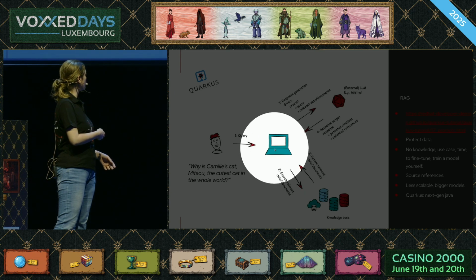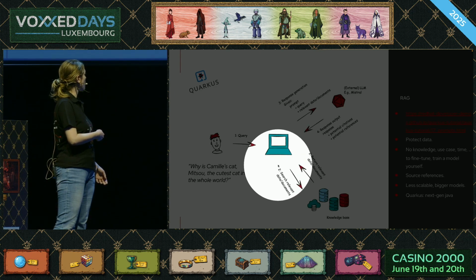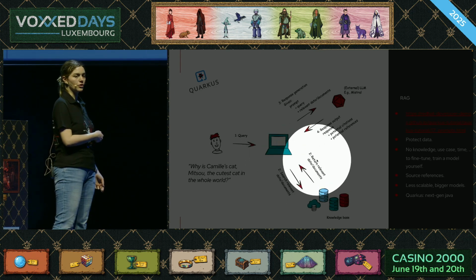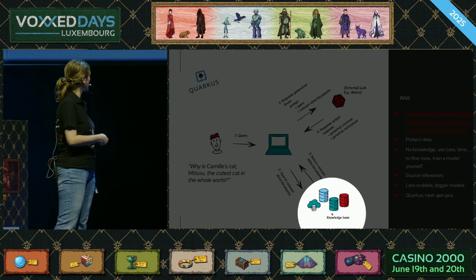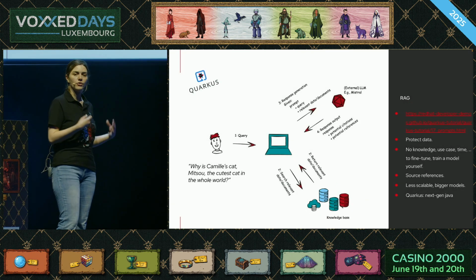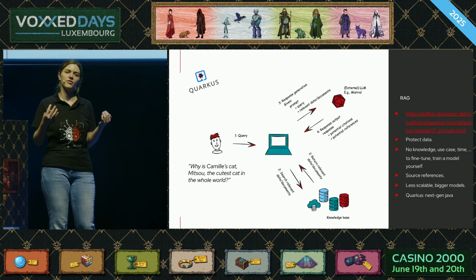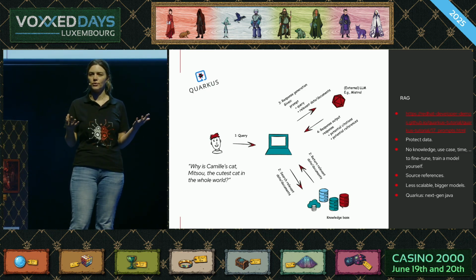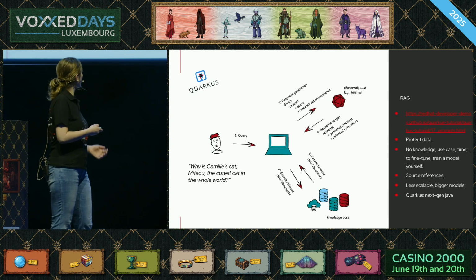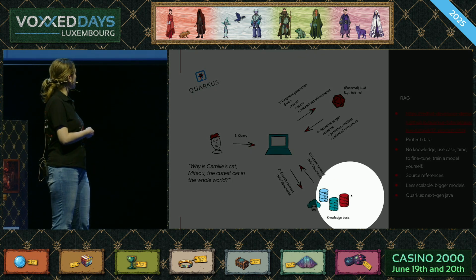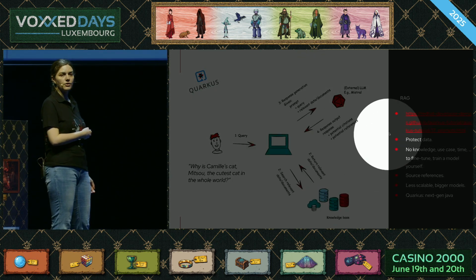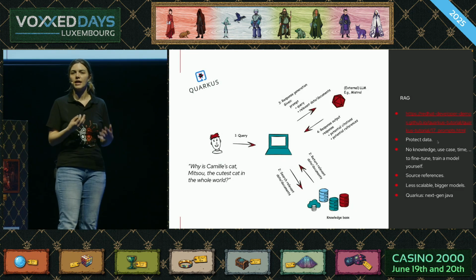The application would then search relevant data and documents in the knowledge base. The way it searches for it, most of the time, is doing a similarity search with the vectors, what I mentioned before. And it then returns the relevant data and the relevant documents to the application.